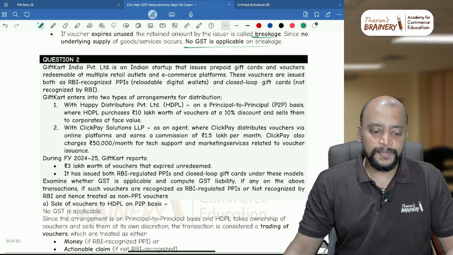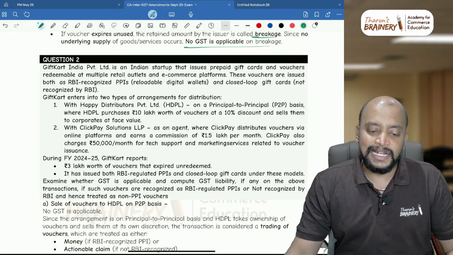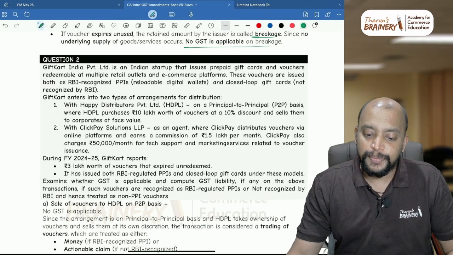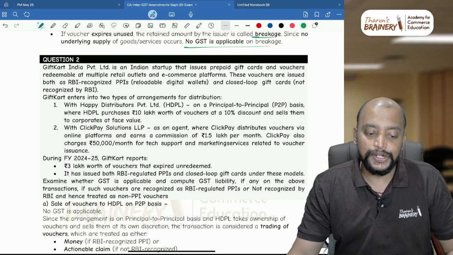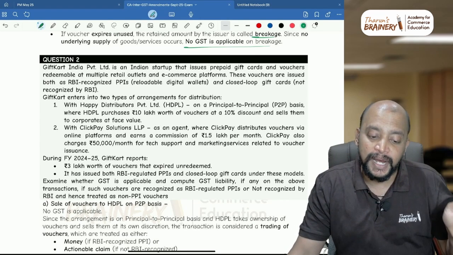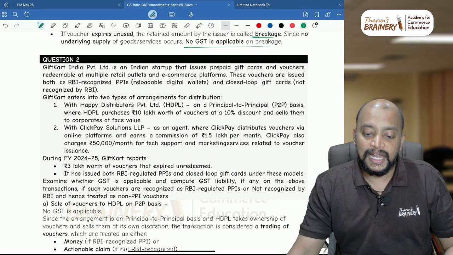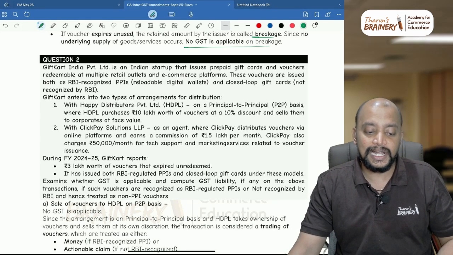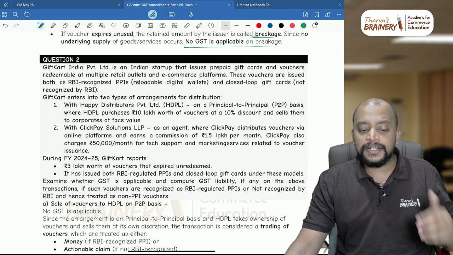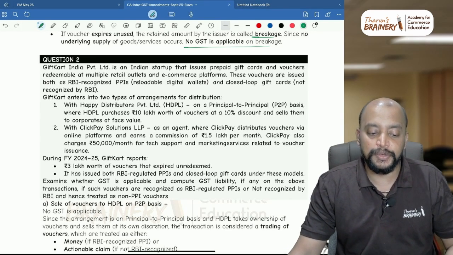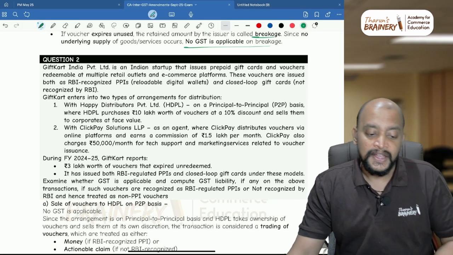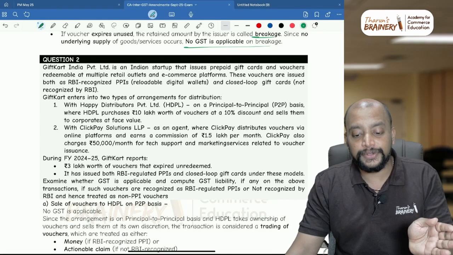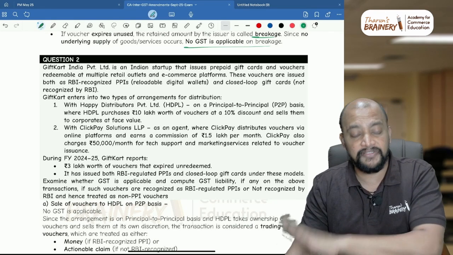Now look into this question. Gift Cart India Private Limited is an Indian startup that issues prepaid gift cards and vouchers redeemable at multiple retail outlets and e-commerce platforms. These vouchers are issued both as RBI recognized prepaid instruments, reloadable digital wallets, and closed loop gift cards not recognized by RBI. Gift Cart enters into two types of arrangements for distribution. With Happy Distributors Private Limited on a principal to principal basis, HDPL purchases 10 lakh worth of vouchers at a 10% discount and sells them to corporates at face value.